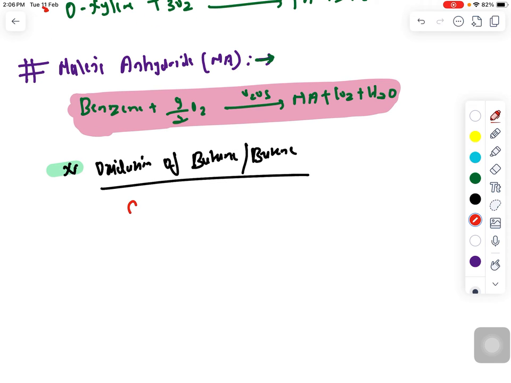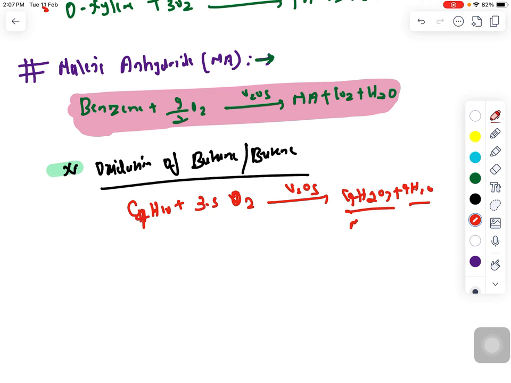So when we talk about the oxidation of butane, C4H10 will get oxidized in presence of obviously vanadium pentoxide. It will form C4H2O3 plus 4 water molecules. So butane's oxidation can also give the maleic anhydride, right? So this is our maleic anhydride. So you have to remember that butane and benzene will get oxidized in presence of vanadium pentoxide catalyst, and you will get the maleic anhydride, right?